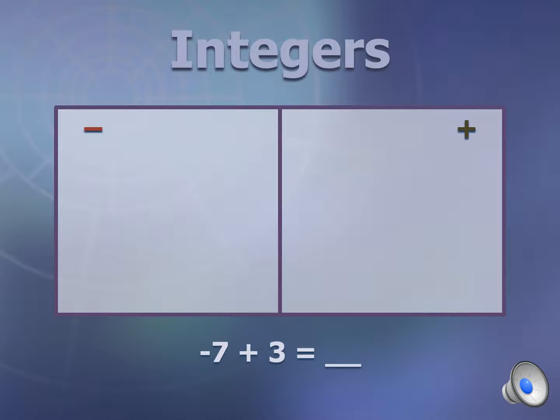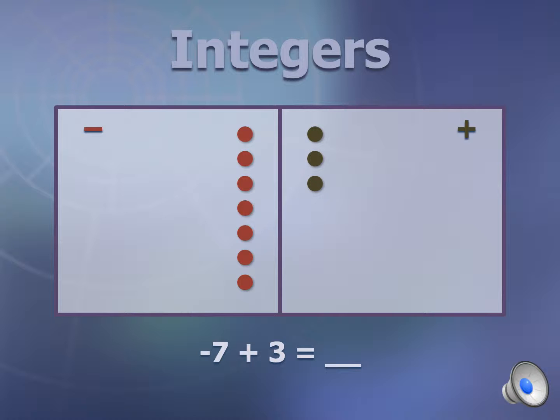If I were to give you a problem that looked like this, -7 plus 3, the way we would use our algebra mat to solve this problem is we would first take our negative number and put that number of counters on that side of the mat. So we have -7, so we would put 7 counters on that side of the mat. Then we would work over to our positive side, and we have 3 as our positive number, so we would put 3 counters on that side.